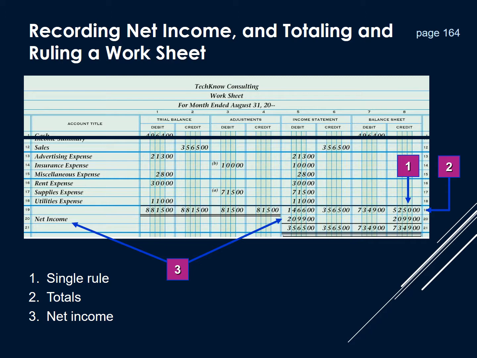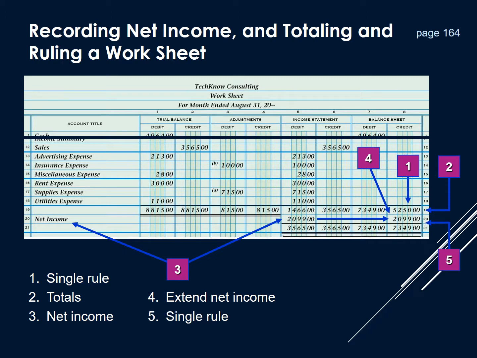Since we have a debit in our income statement column, we are going to extend that net income across to the credit side of the balance sheet. Remember, because we are doing double entry accounting, we always need a debit and a credit. Then we will single rule columns 5, 6, 7, and 8. We will add up our totals. If you look closely, the income statement totals should equal each other. The balance sheet totals should equal each other.